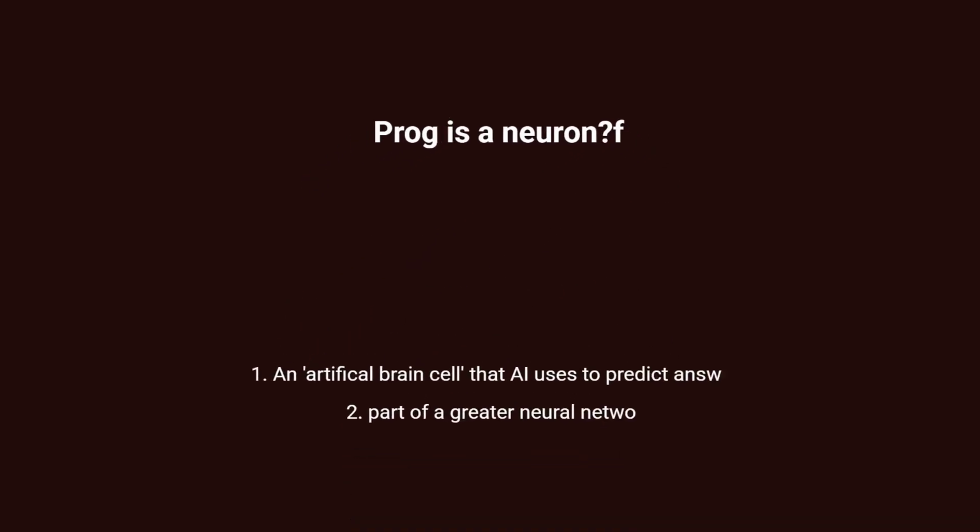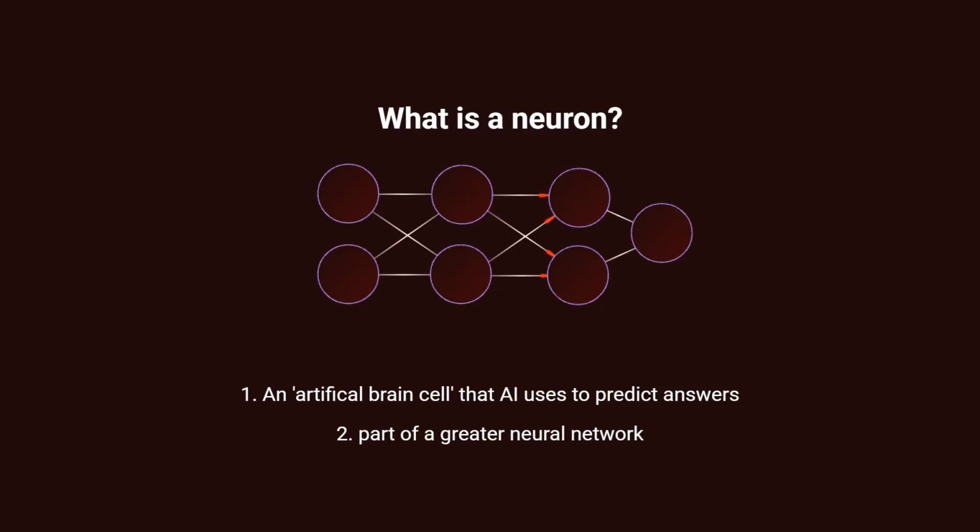First off, what is a neuron? It's an artificial brain cell that the AI uses to predict answers, and it's very often part of a greater neural network. It consists of inputs where the AI receives information, and then hidden layers where it does its math in secret, and eventually the output layer where it tells the user the answer it arrived at.